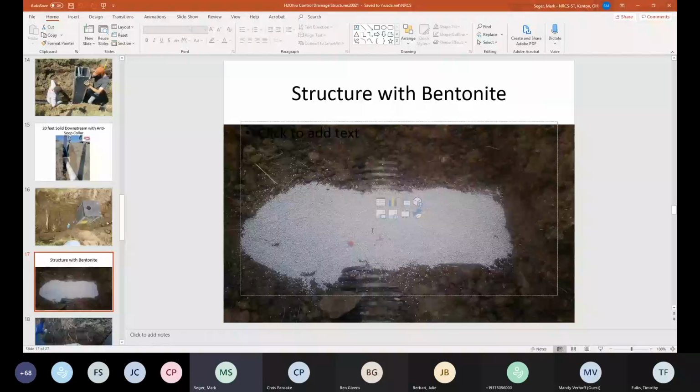because once we put these stop logs in there, we're going to have water build up behind them, and it's going to try to find ways around the structure until we get this material to really settle in around all the pipes.